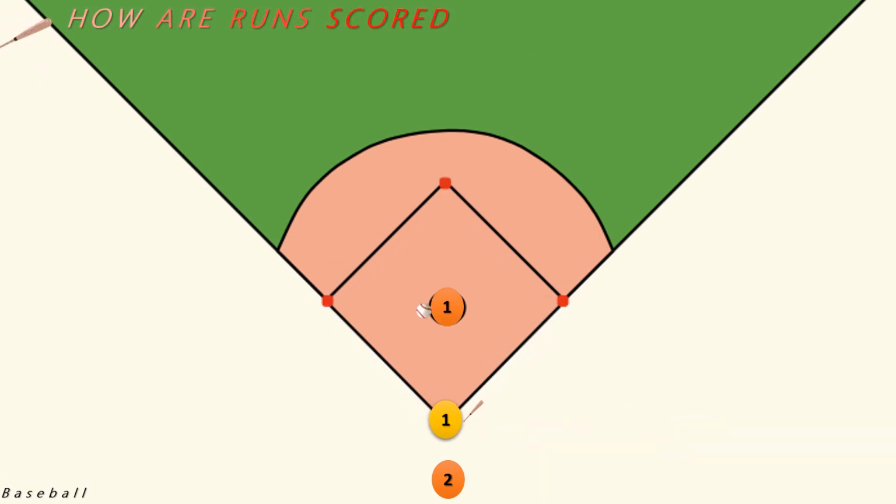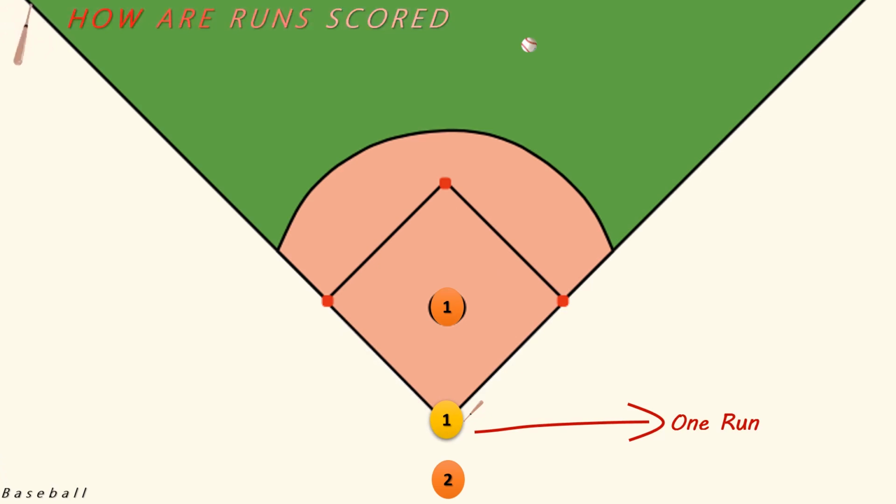One run is scored each time the same runner has progressed from home base to first base, and from first base to second, and from the second to the third, and from the third base to the home base.